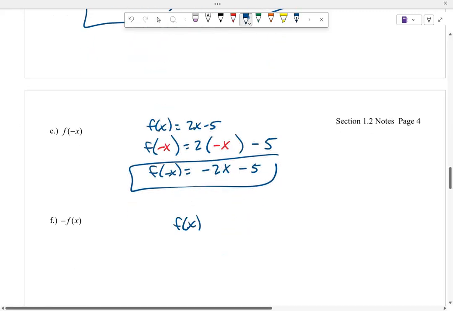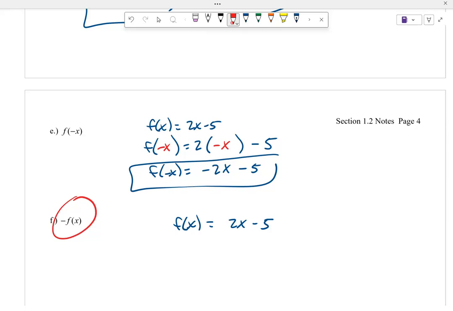This next one we got f of x, 2x minus 5. This time they want us to find negative f of x. So they're putting a negative in front of the f of x. Well, if I put a negative in front of the f of x, it's got to be distributed through to both of those terms because I got 2 terms there. So you see how this time we put a negative in front of that expression there on the right hand side? So negative f of x just ends up being negative 2x plus 5.